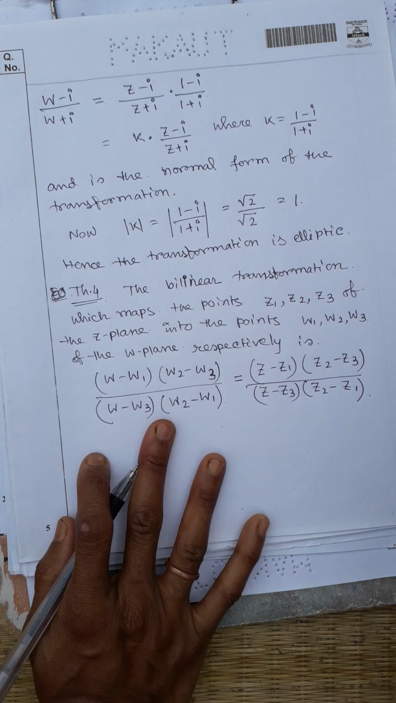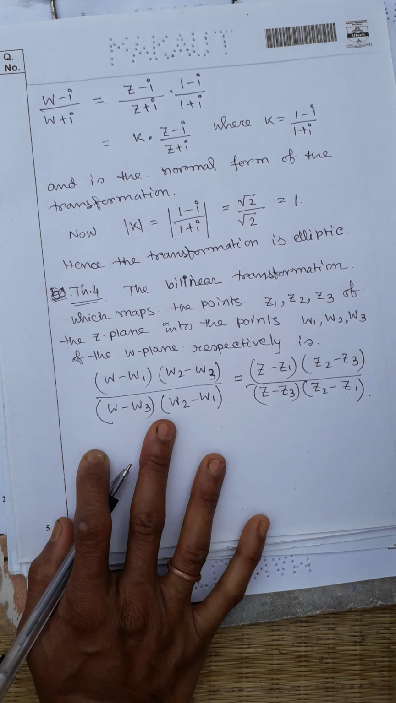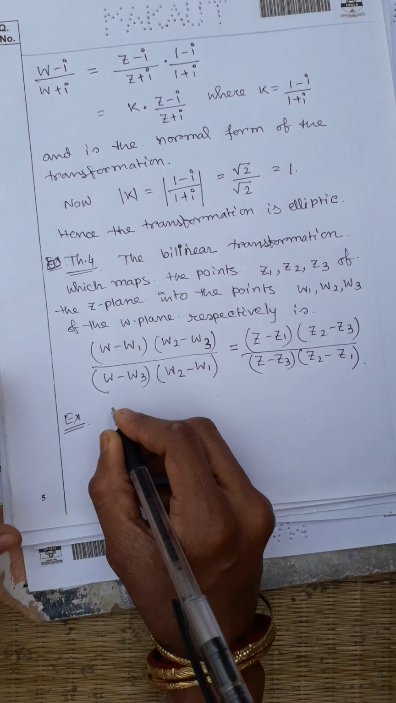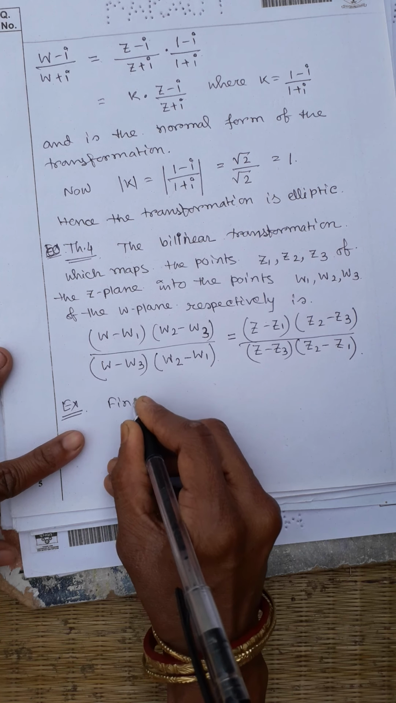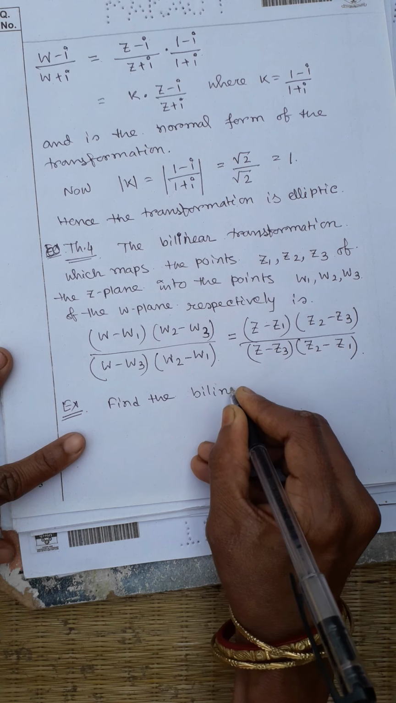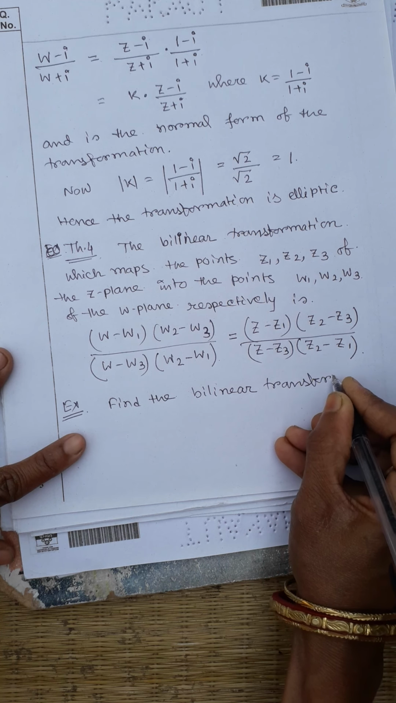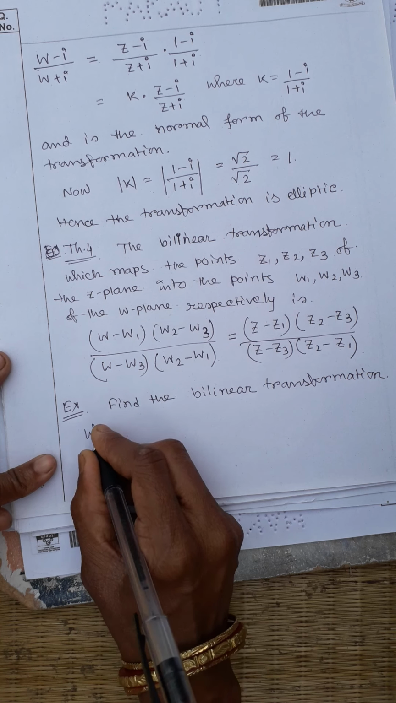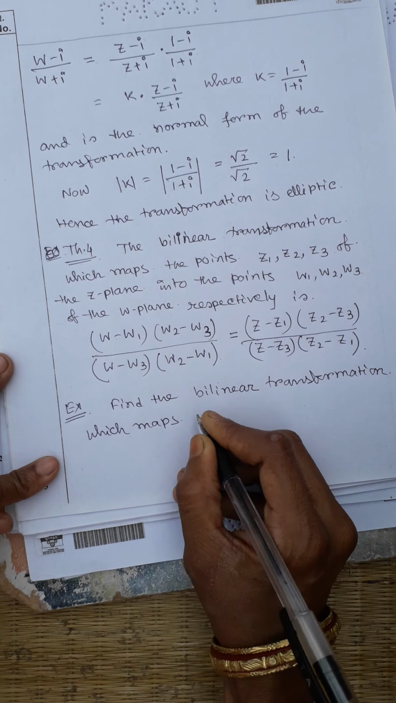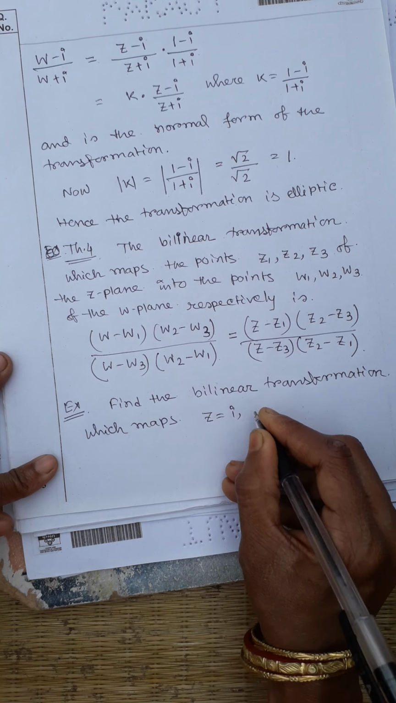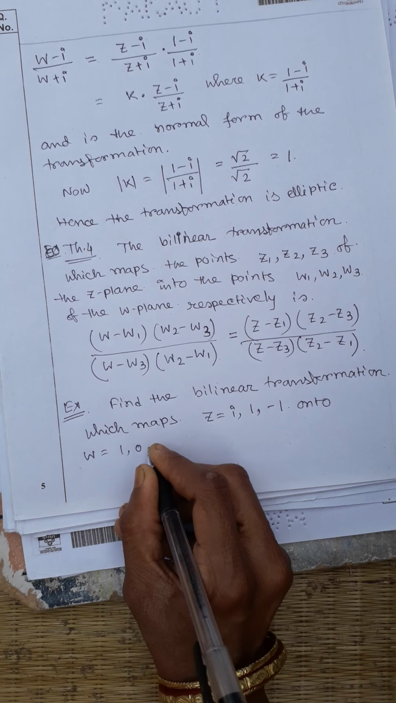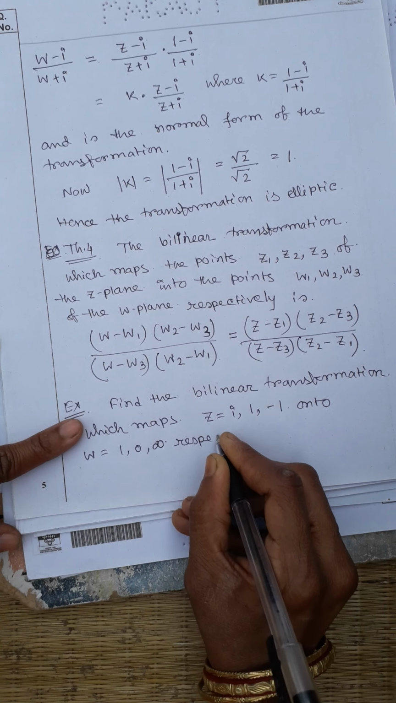Okay, this is one type of form. Now we illustrate some examples using these forms. Find the bilinear transformation which maps z equal to i, 1, minus 1 onto w equal to 1, 0, infinity respectively.